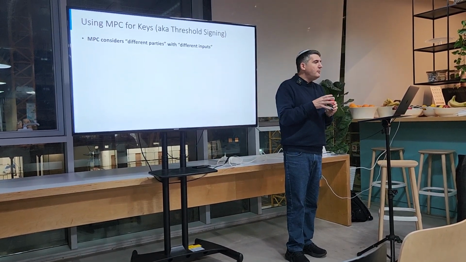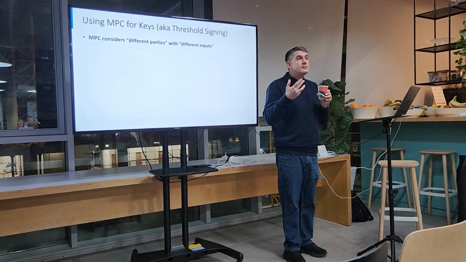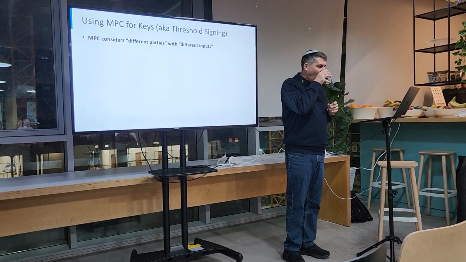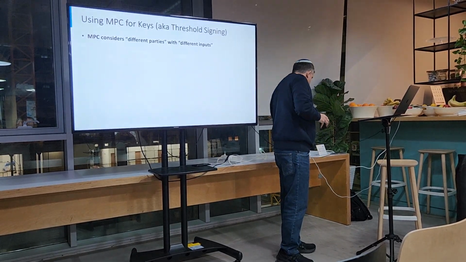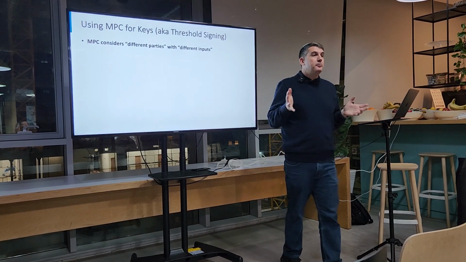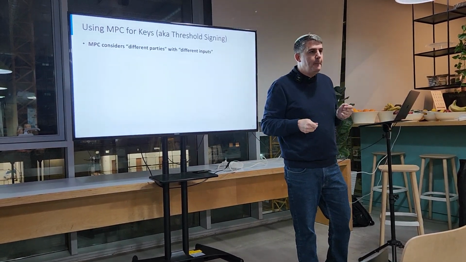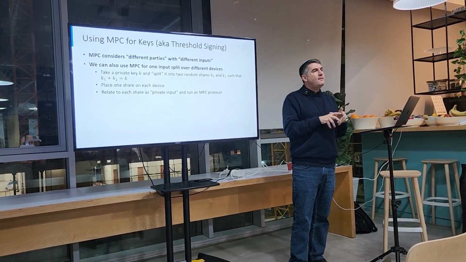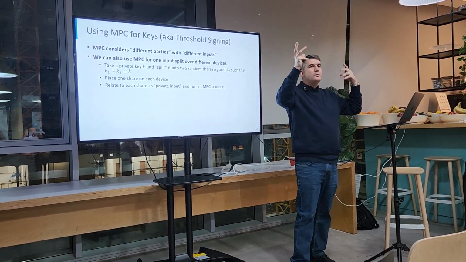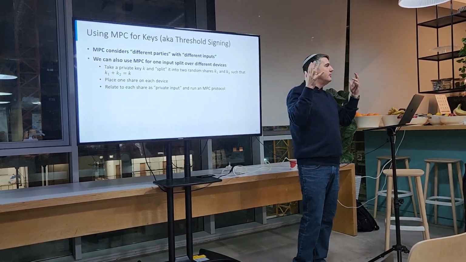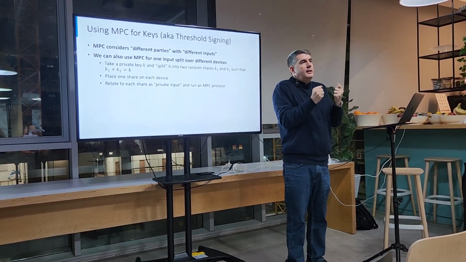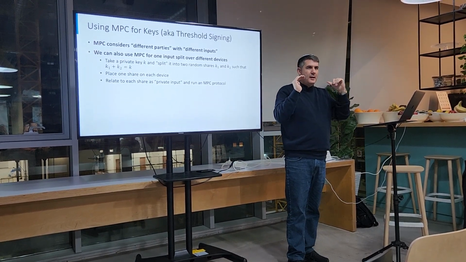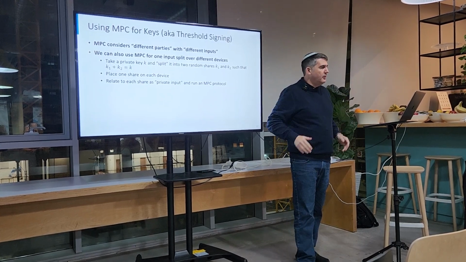Okay, so how do we use MPC in the context of keys, in the context of a wallet, something that we call threshold signing as well. MPC classically talks about different parties with different inputs. So your DNA and my DNA. In this context, we're looking at things slightly differently. Instead of different inputs belonging to different parties, which may be private because of their personal information, we just take the secret key and we split it, share it into two pieces. I'm focusing on the two-party case, but this can be used beyond as well.